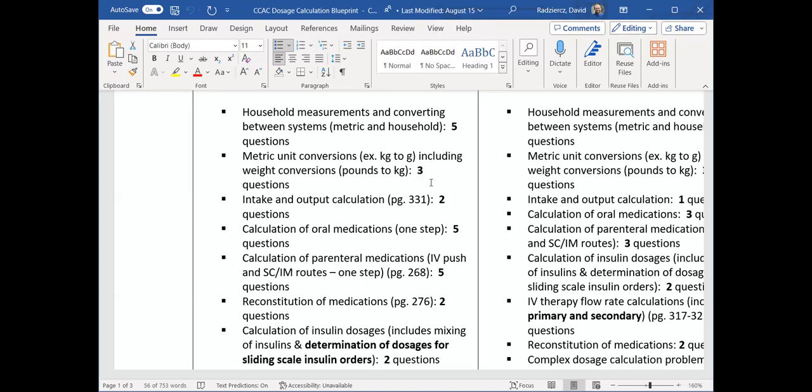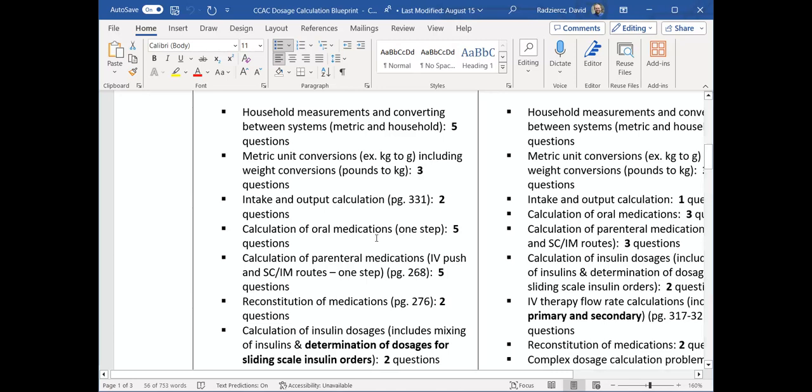And then insulin dosages are pretty straightforward. It's just, can you read a sliding scale? Like if the patient's blood sugar reads 270, and it says if it's in the range of 200 to 300, you would give them 3 units of insulin, then that would be your answer. And we'll look at that as well. Or can you add 2 insulins together and calculate a total? That's usually just, can you add 2 numbers together?